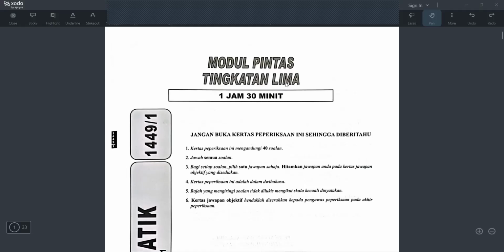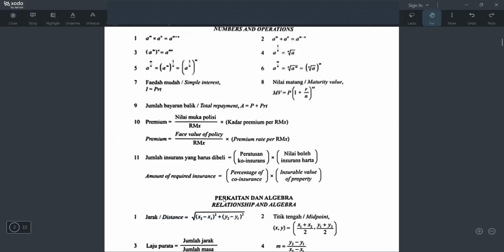Okay, I am back. This is a new video and I'm doing a maths paper this time. So this is a mathematics state paper. It's the Percubaan for Selangor. Alright, so Selangor mathematics trial for 2023. This is mathematics. Okay, so let's go.